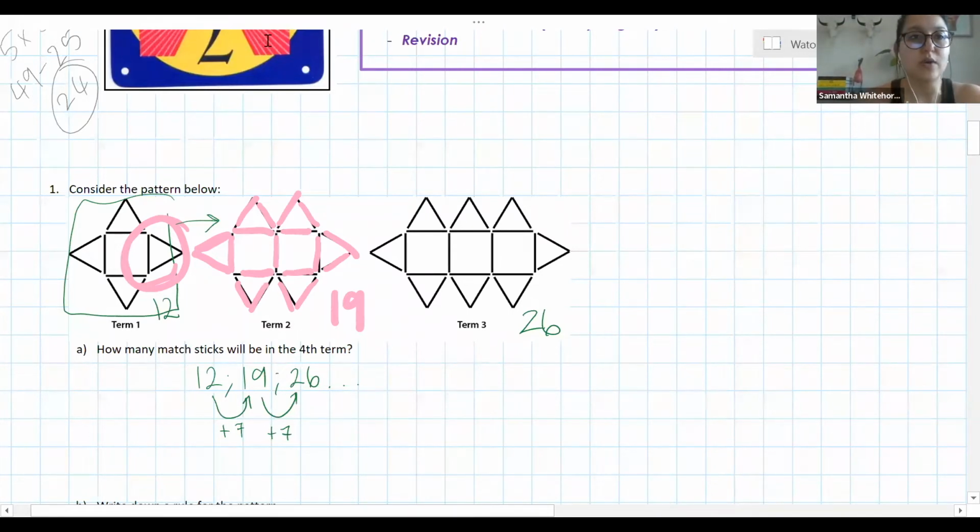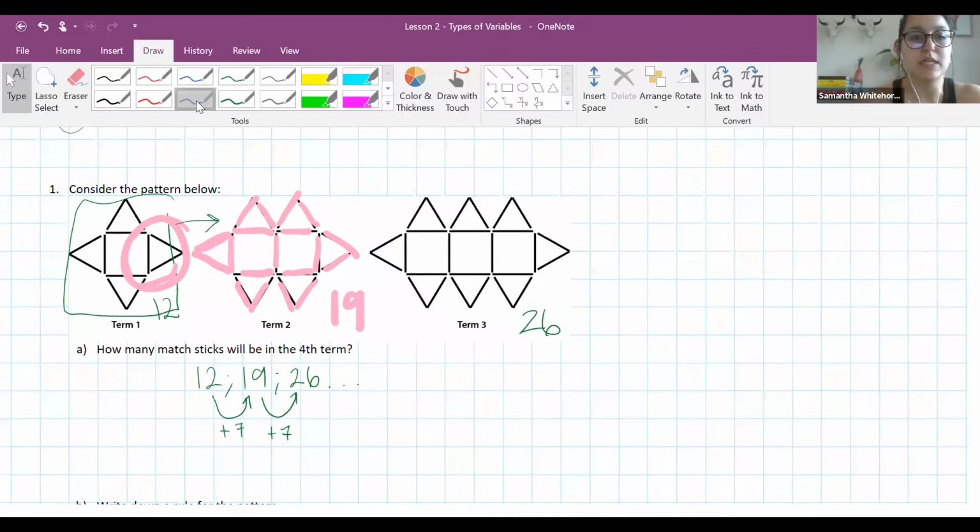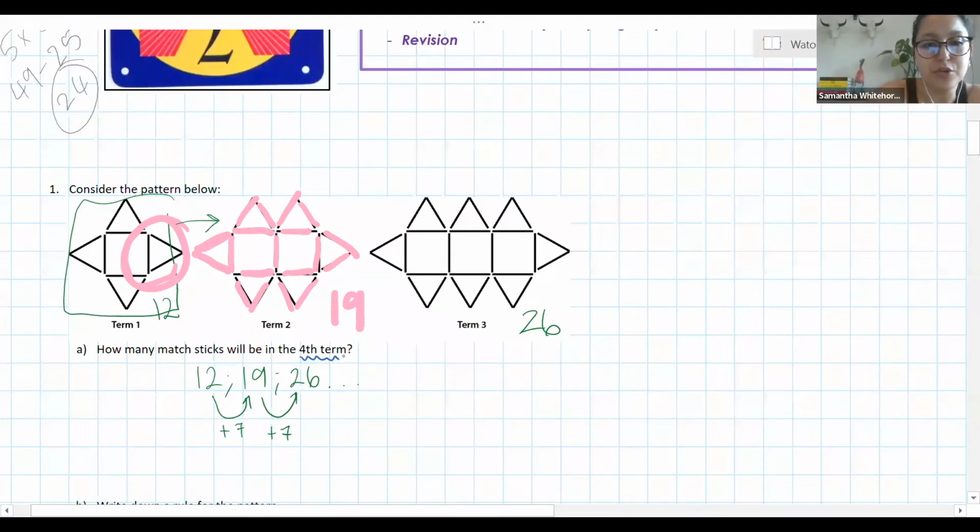And so in this question, where it's asking us how many sticks will there be in the fourth term, do we agree I just need to add another 7? 33. Yes. Right. So the fourth term or the fourth image will have 33 matchsticks in it.